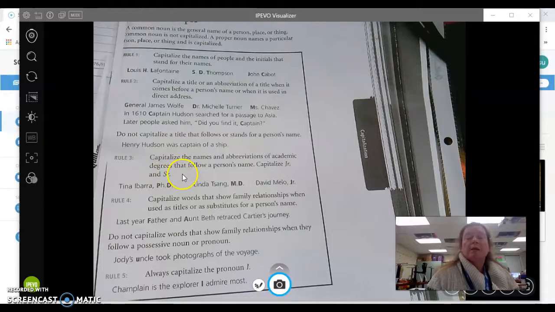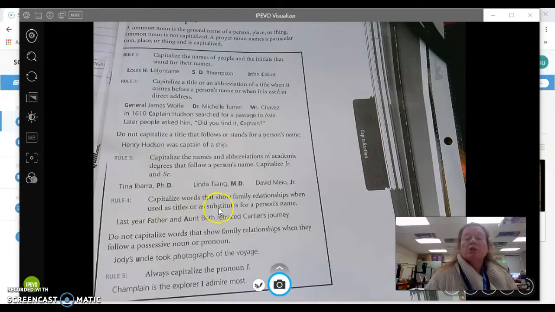Rule 3 deals with adding academic titles and abbreviations due to being a junior or a senior, or the third. So PhD deals with what type of degree they have, so that would require capitalization. So would MD, because they're a medical doctor.